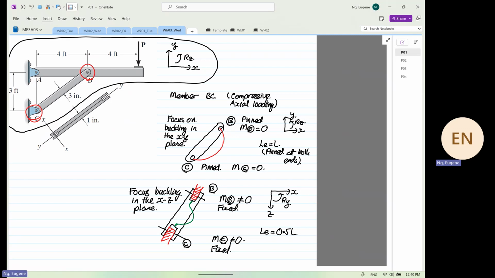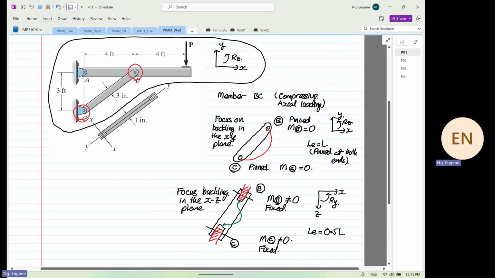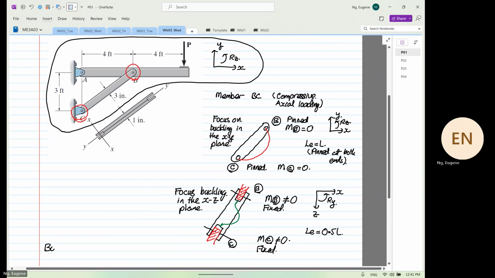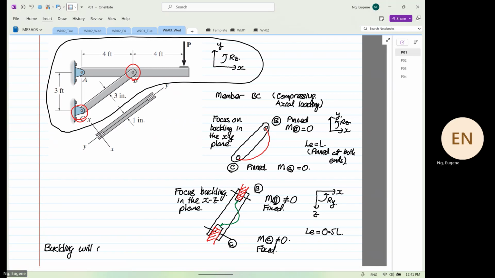So what has the higher tendency? So for this case, buckling will occur in the XY plane.